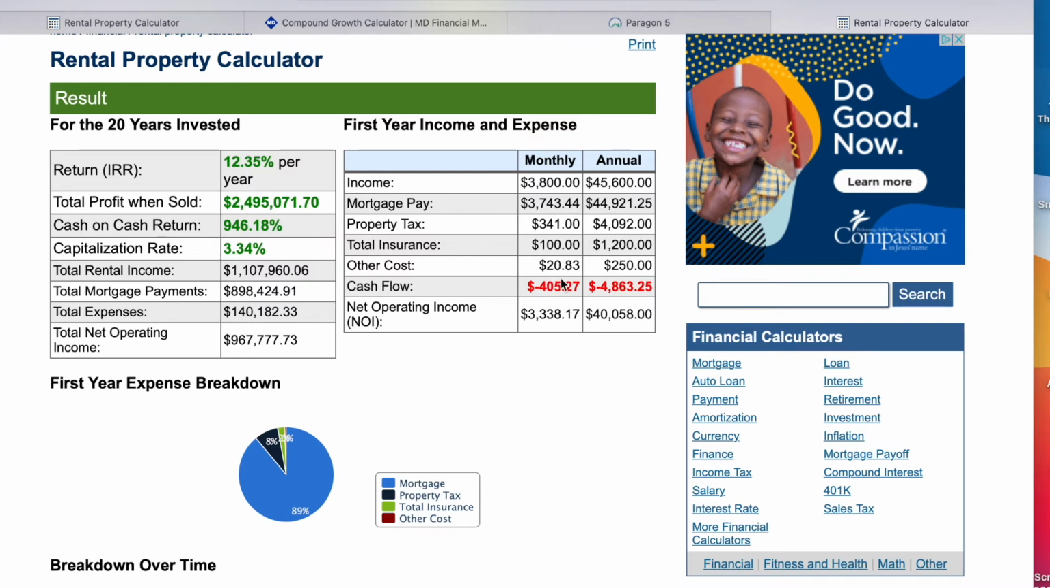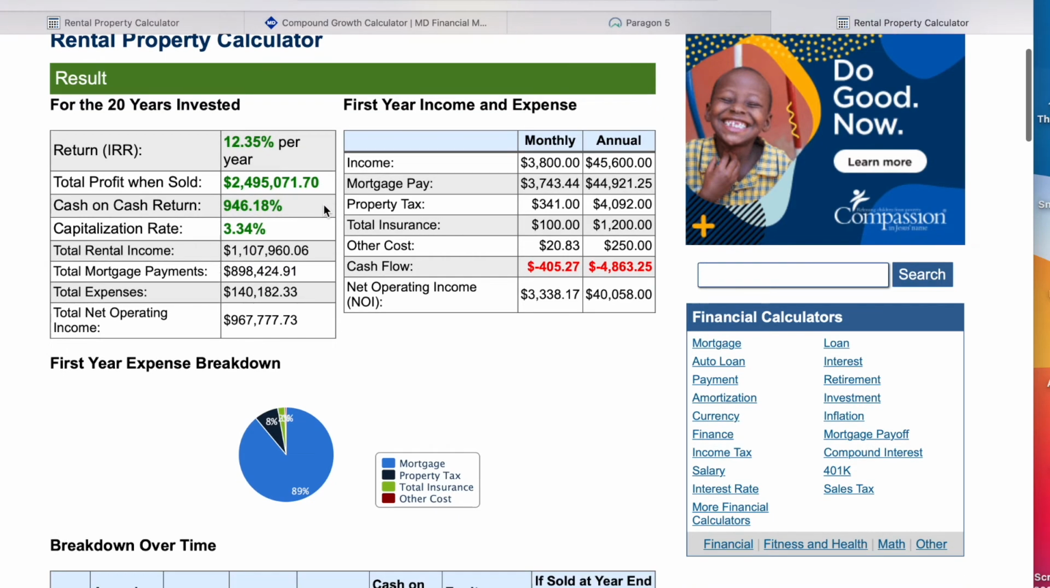Right? Because you want to make money in real estate and investments. Well, when you look at the result for the 20 years invested, you'll find, look at this, total profit when sold, $2.4 or $2.5 million. Wow, so that is pretty damn good. And so, well, why is that happening?